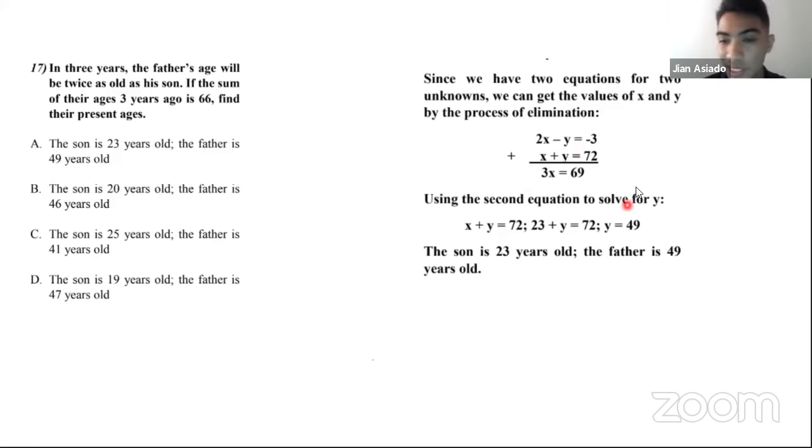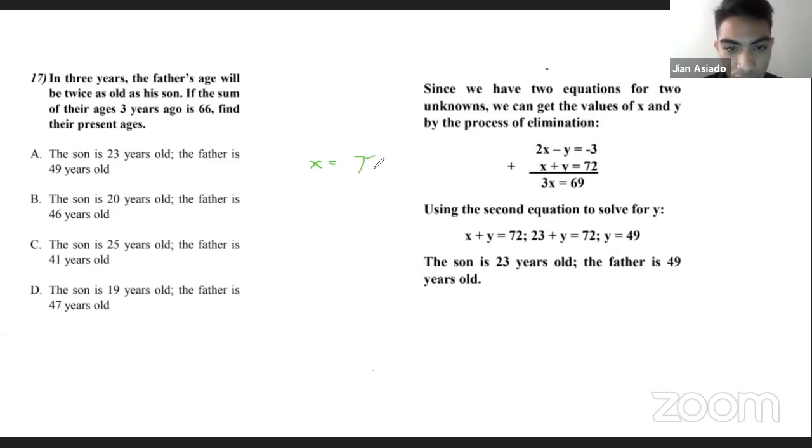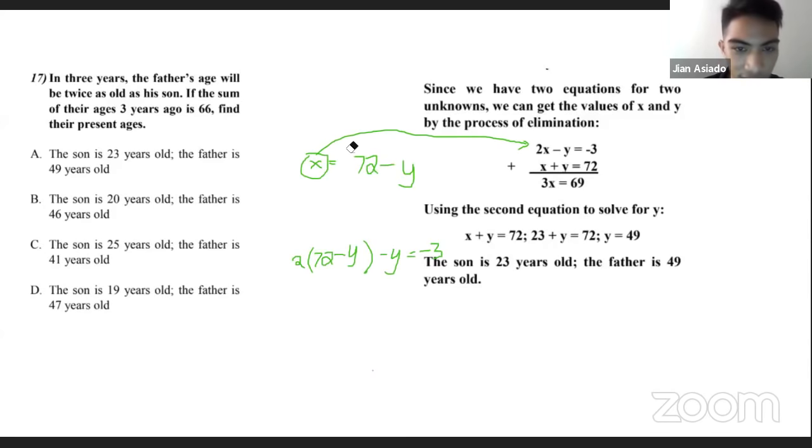Pwede kang gumamit ng simple substitution, no? Si x, pag simple substitution, mangyayari, si x is equal to 72 minus y. So, itong si x, substitute mo naman dito sa taas. So, magiging 72 minus y pa ulit is equal to negative 3. So, ayan, something like this, no? But hindi ko na itutuloy because, this is simple substitution, arithmetic na lang din naman to.